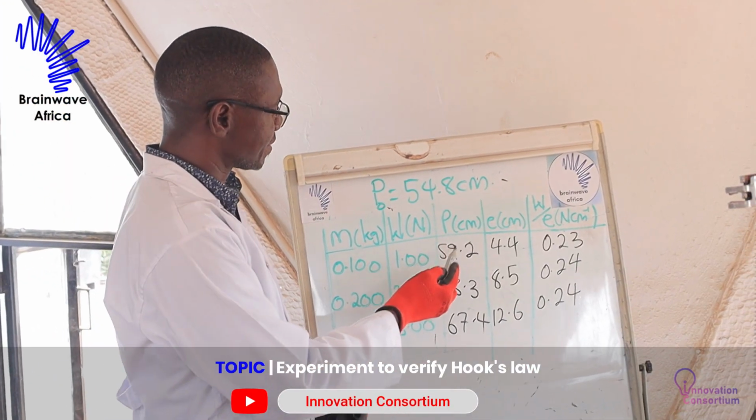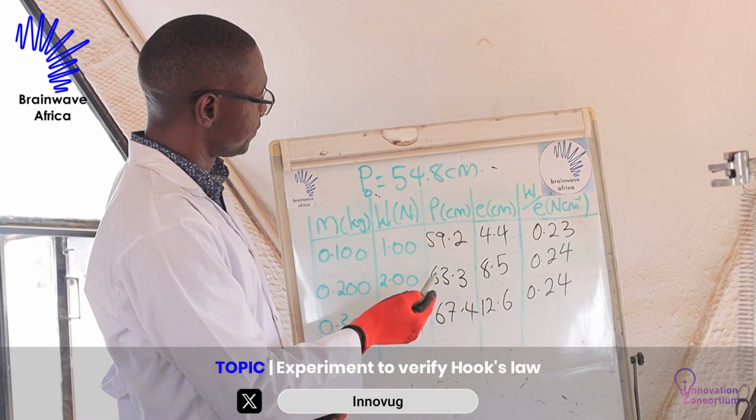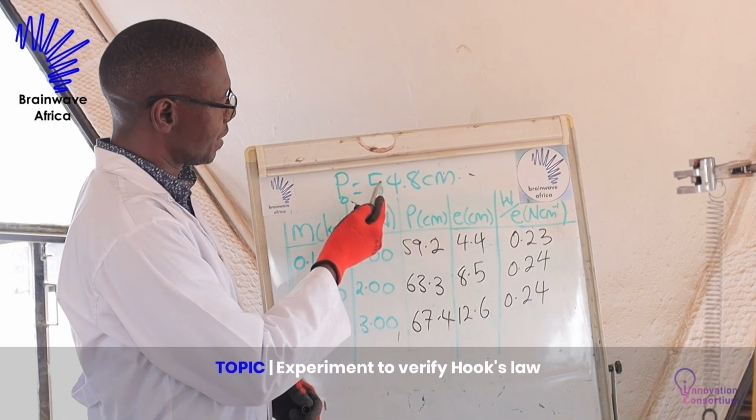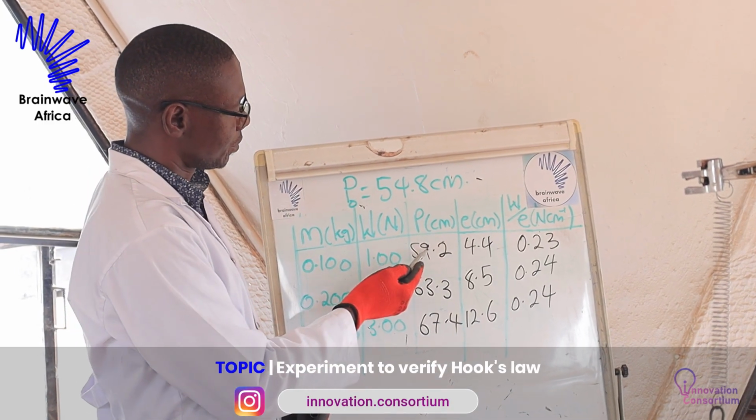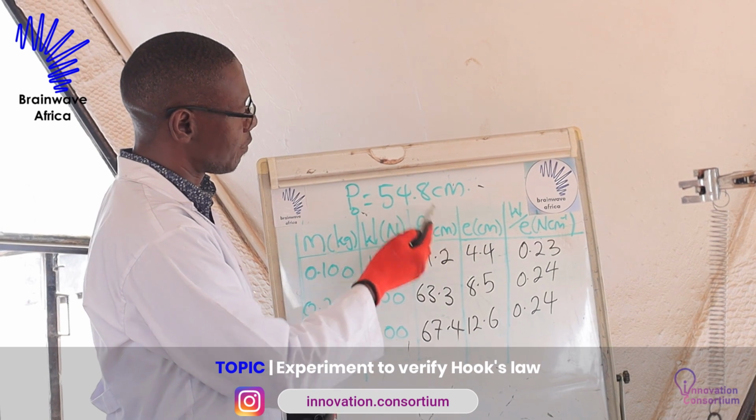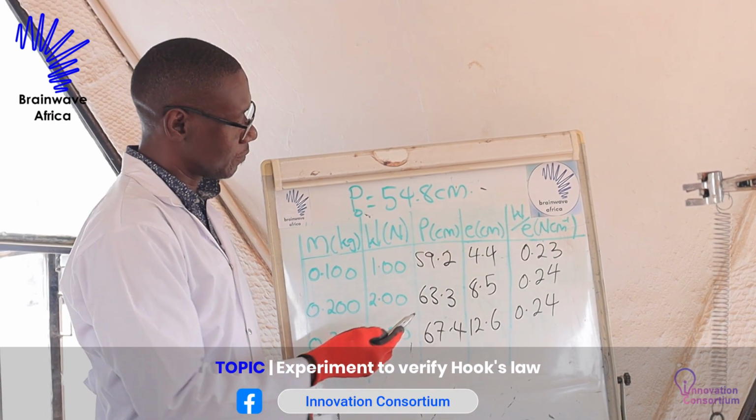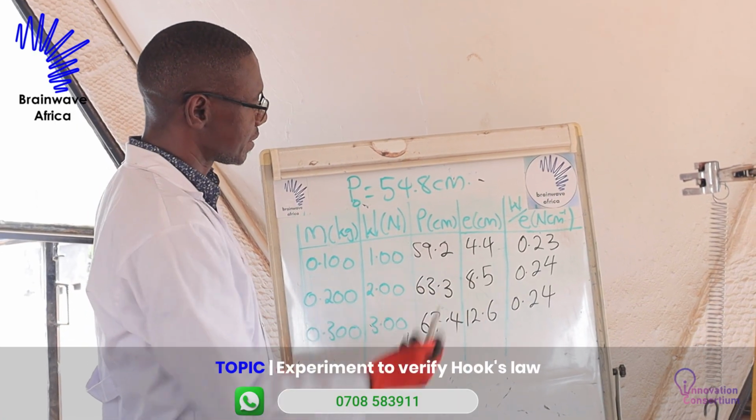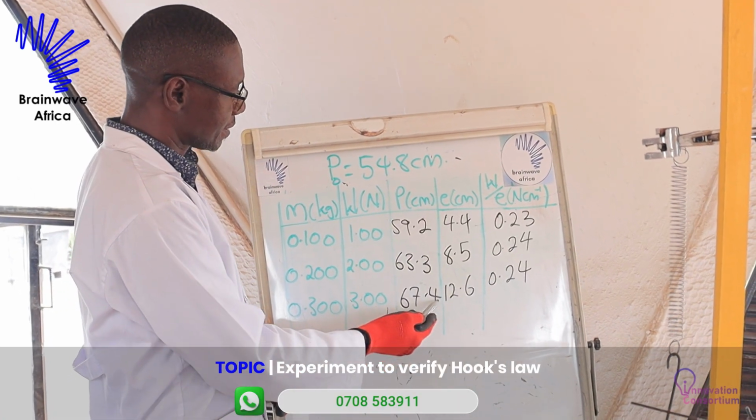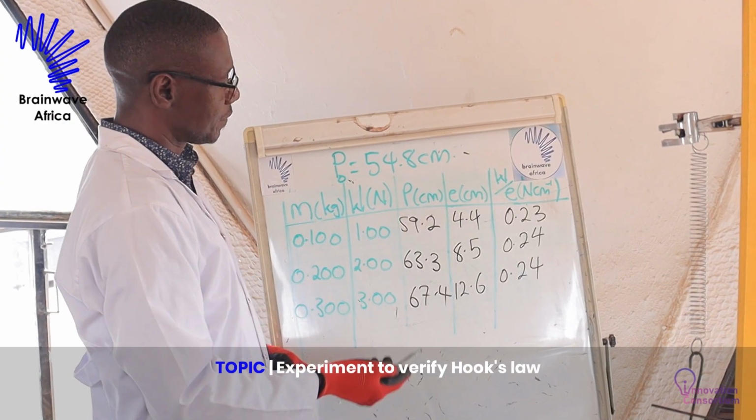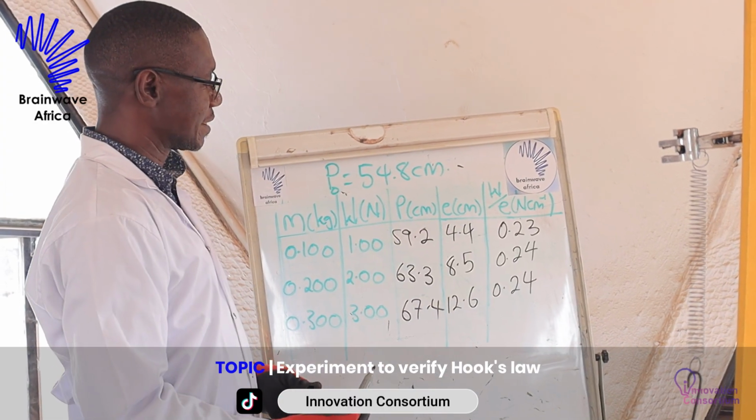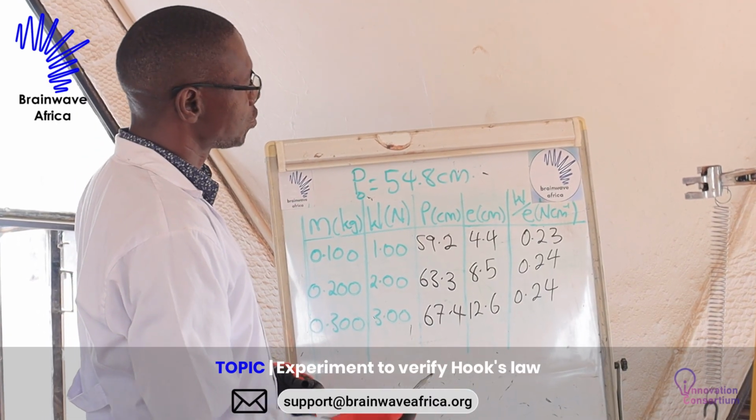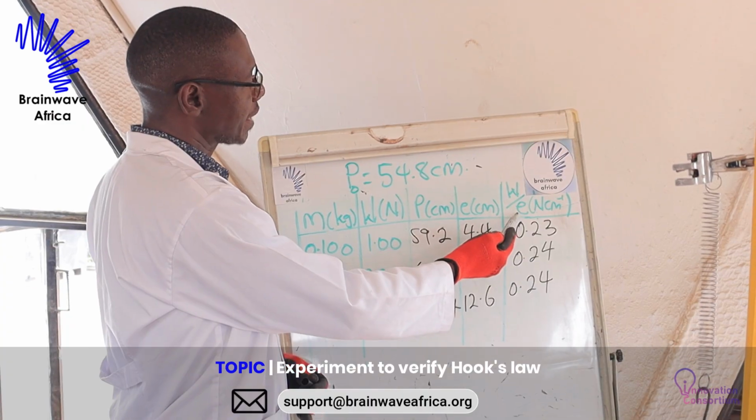We then calculate the extension. Extension is new pointer reading minus the initial pointer reading. So 59.2 minus 54.8 gives us 4.4. 63.3 minus 54.8 gives us 8.5. And then 67.4 minus 54.8, we get 12.6 centimeters.